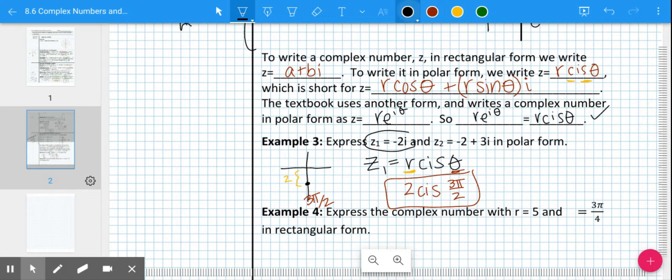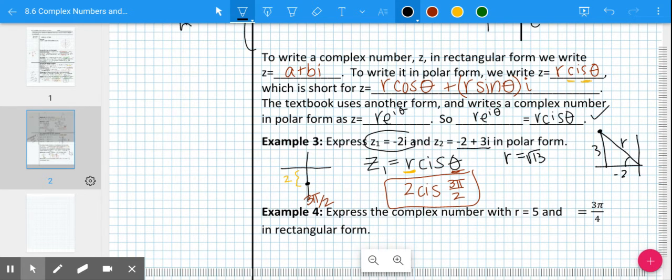Let's take one that's a little bit harder. Negative 2 plus 3i. So we're going to go left 2 and up 3. So I believe that'll put me in quadrant 2. Left 2 and up 3. If I go left 2 spaces and up 3, here's my point up here. The r is going to be the hypotenuse. So I'm going to find that with the Pythagorean theorem. We'll get square root of 13.